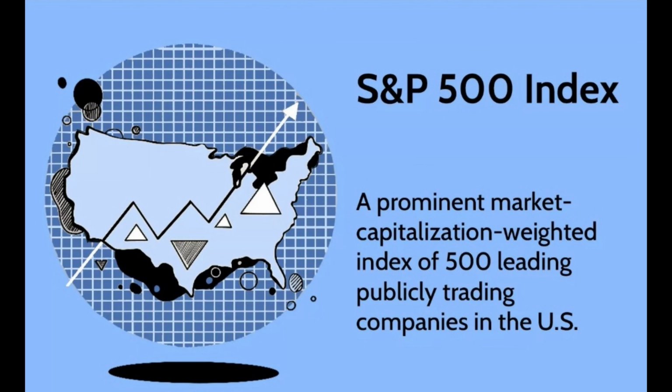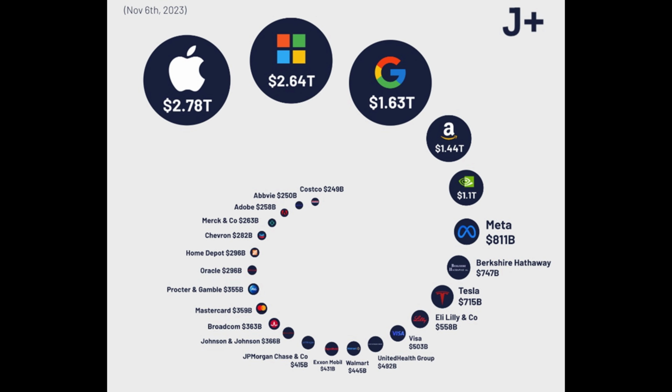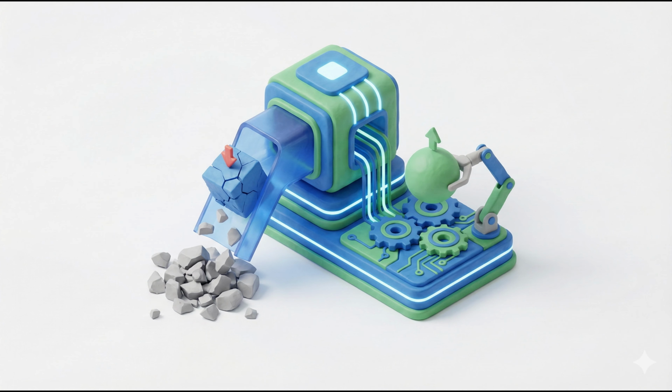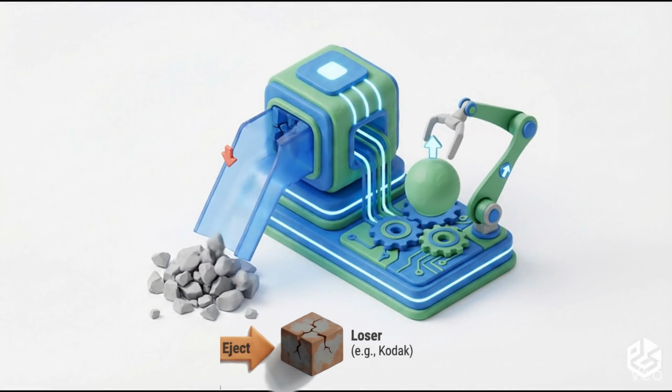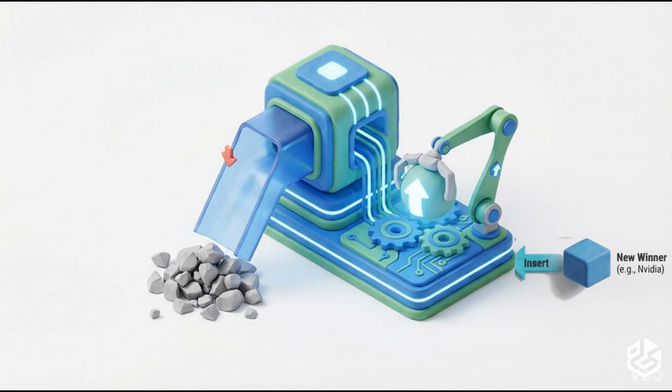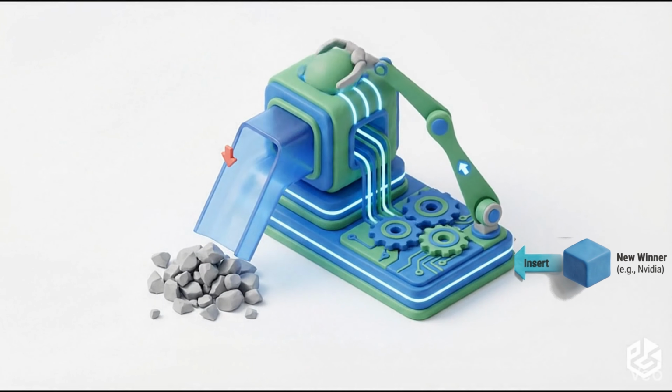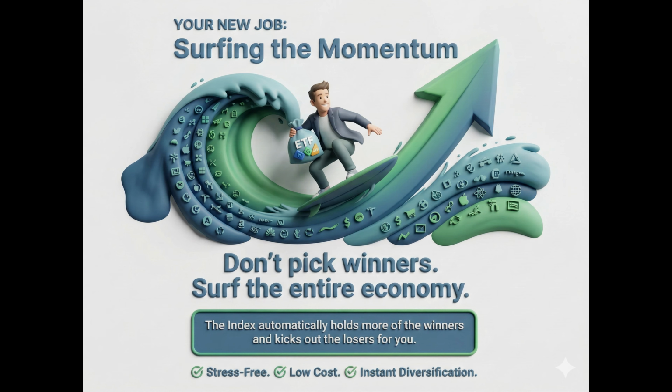Like the S&P 500, it's a basket of the 500 largest, most profitable companies in America. The S&P 500 isn't a static list, it's an algorithm. If a company starts losing money, it gets kicked out, like Kodak or US Steel. If a new company dominates, like Tesla or Nvidia, it gets added. Your job? You don't need to pick the winners. The index automatically holds more of the winners and less of the losers. You are surfing the momentum of the entire economy.